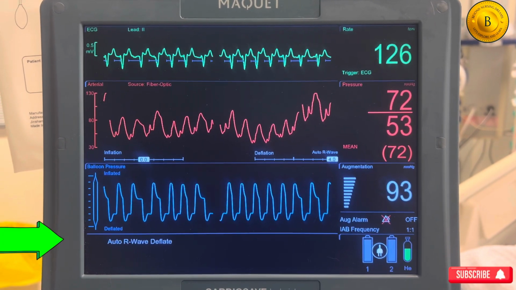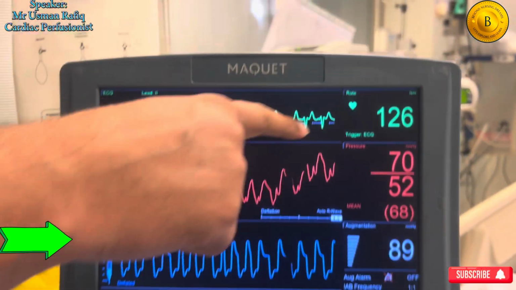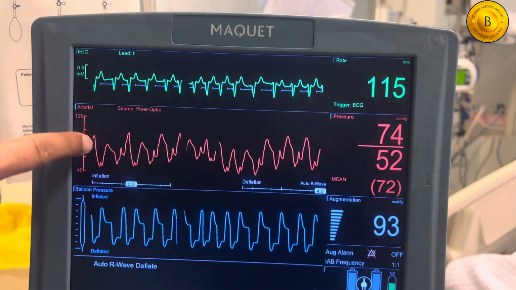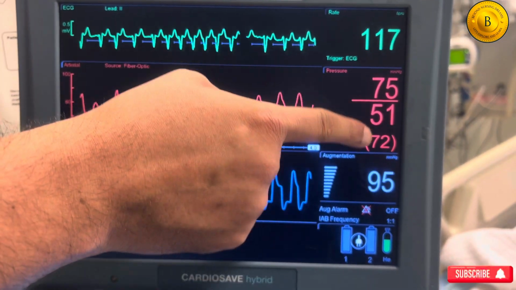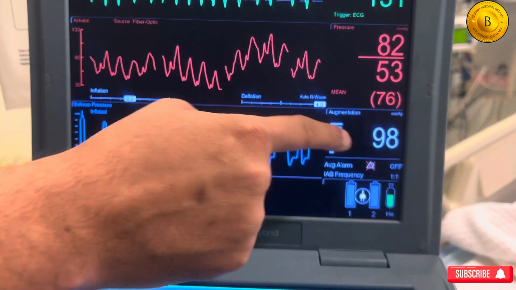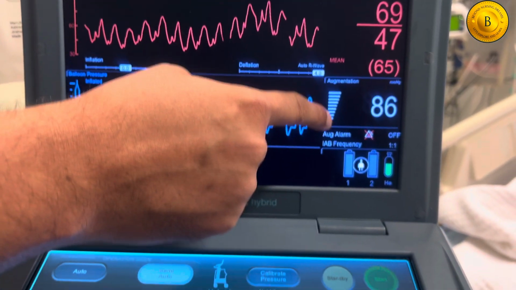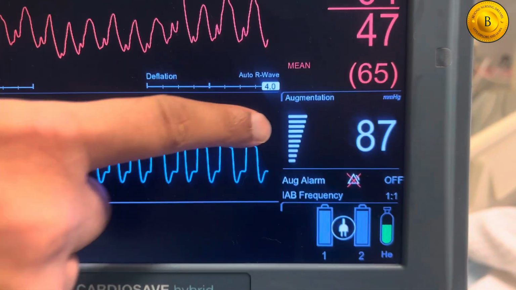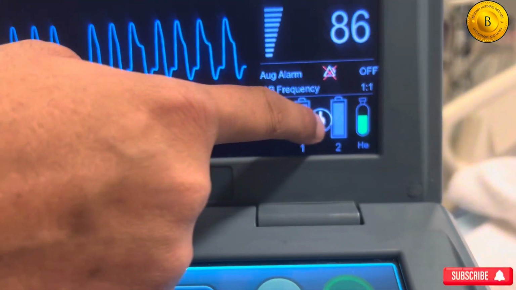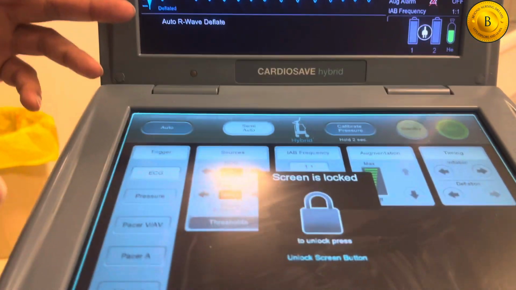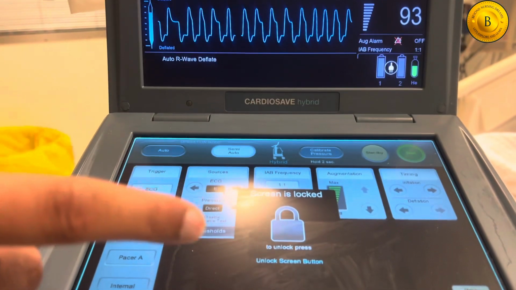In this machine you are seeing our ECG, this is our heart rate, this is our arterial line waveform, and this is systolic, diastolic, and map pressure. This is our augmentation waveform and this is our augmentation pressure. We are always keeping augmentation at maximum. These are our two batteries. This is our CardioSave Hybrid machine model, an advanced model of the intra-aortic balloon pump.